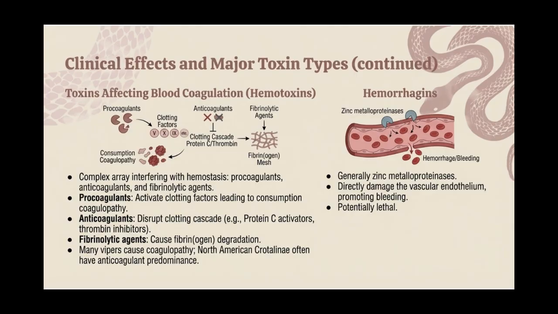Some venoms directly damage fibrinogen, leading to weak and unstable clots, while others activate endogenous anticoagulant enzymes such as protein C. These effects can vary even within the same species, complicating diagnosis and treatment. Consequently, there is a need for broad-spectrum antivenoms capable of neutralizing diverse venom components. Hemorrhagens are another class of toxins, generally zinc metalloproteinases, that directly damage the lining of blood vessels, promoting bleeding. These toxins can be potentially lethal due to their destructive effects on vascular integrity.